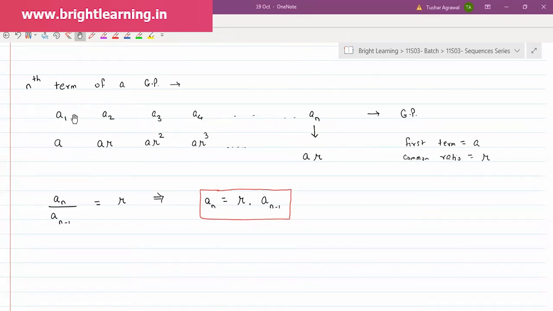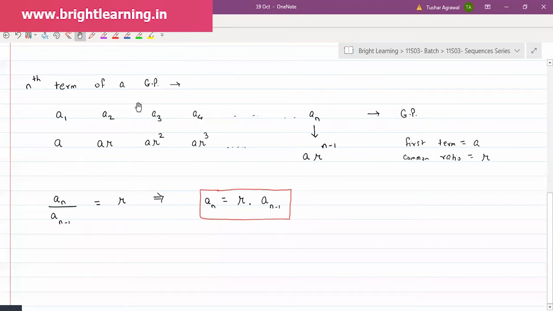So from the first term to the nth term, you have to go n minus 1 steps ahead. So it will be R to the power n minus 1. Got it? The step approach can be used here also from second to fourth.